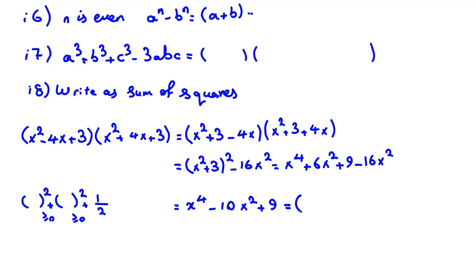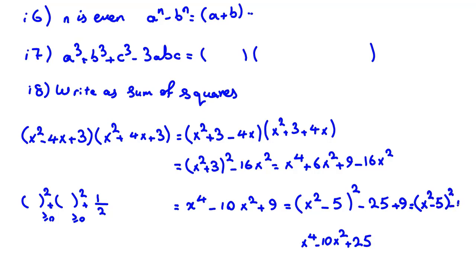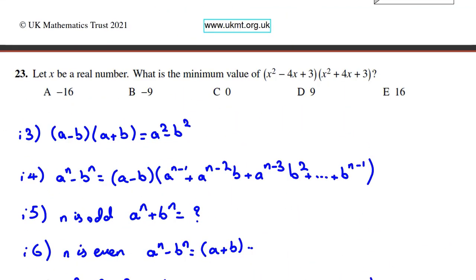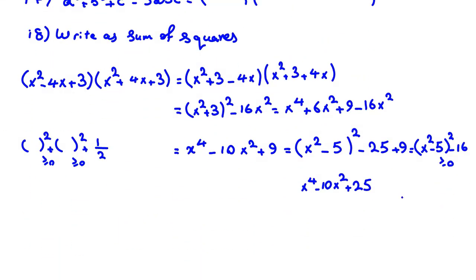Now we can write x squared minus 5, then we create x to the 4 minus 10x squared plus 25. So we write minus 25 and here we have plus 9. So it will be x squared minus 5 squared minus 16. So we guess that because it is at least 0, the minimum is negative 16. We have in the choices negative 16, but we should see is it possible or not.